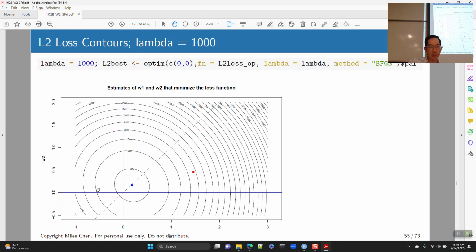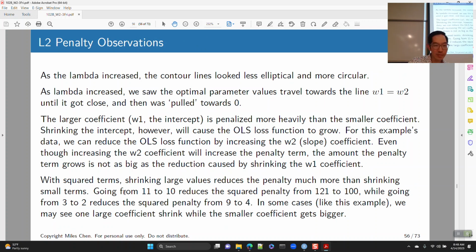And even with lambda equal to 1,000, we never actually get 0, 0, because as the coefficients shrink, when you square them, they get even smaller. And so this is just a slide that talks a little bit about this.